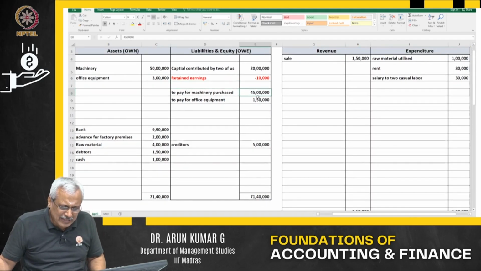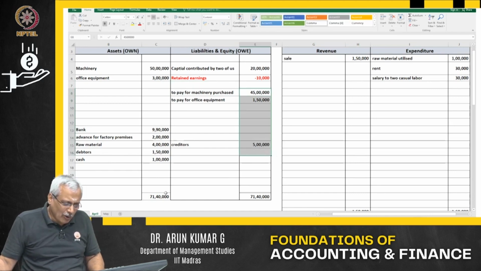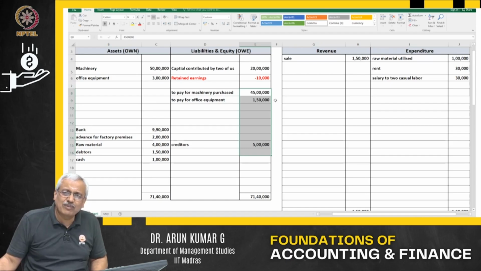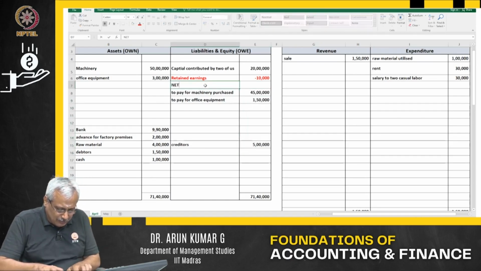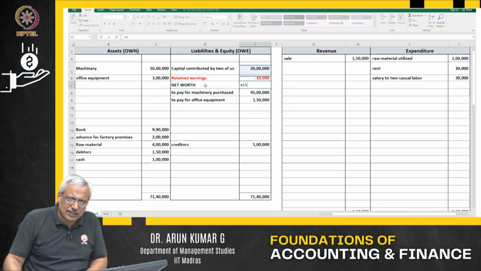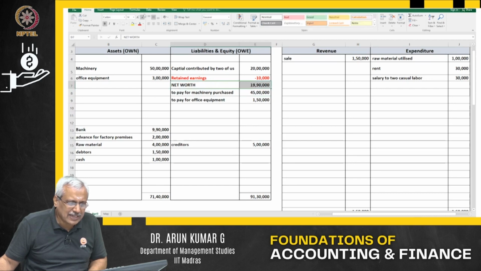Now I use that for paying the liabilities. So out of the 71 lakh 40,000, if I pay 45 lakhs for machinery, 1.5 lakhs for office equipment to whom I owe, as well as creditors another 5 lakhs, whatever money is left is what we call the capital, or in this particular case the net worth of the business. What is net worth of the business? Capital plus, that is all the money that belongs to the shareholders, is what we call the net worth of the business. In this particular case, I am going to write it in a different color.